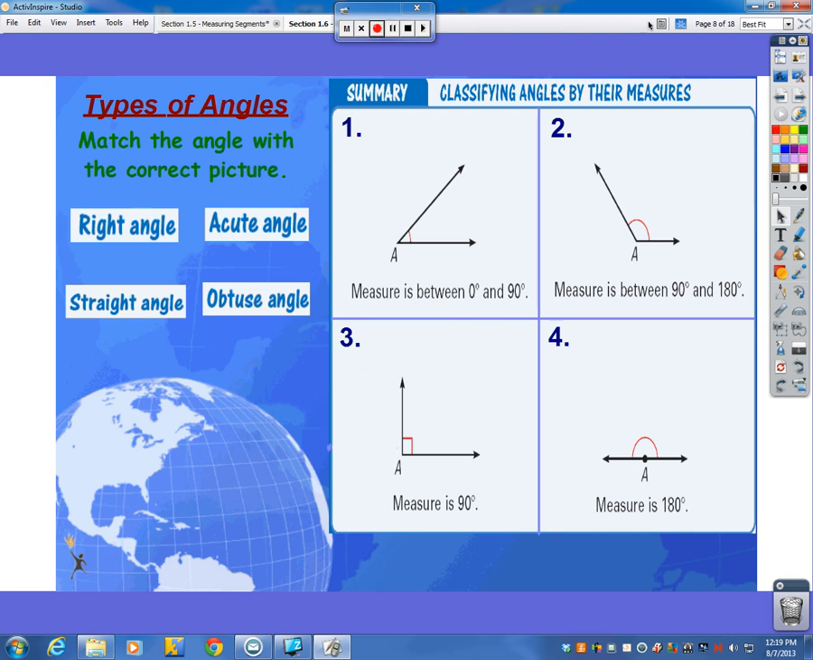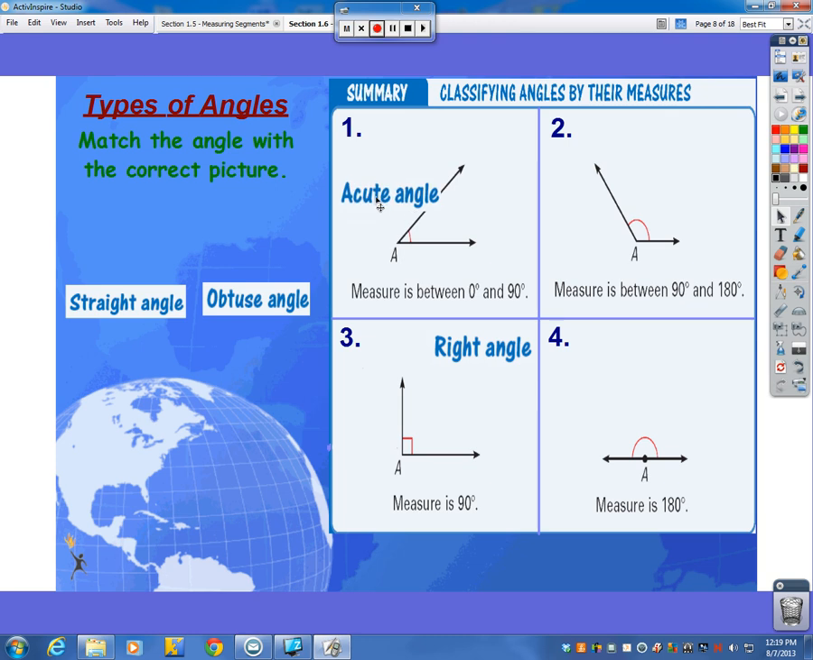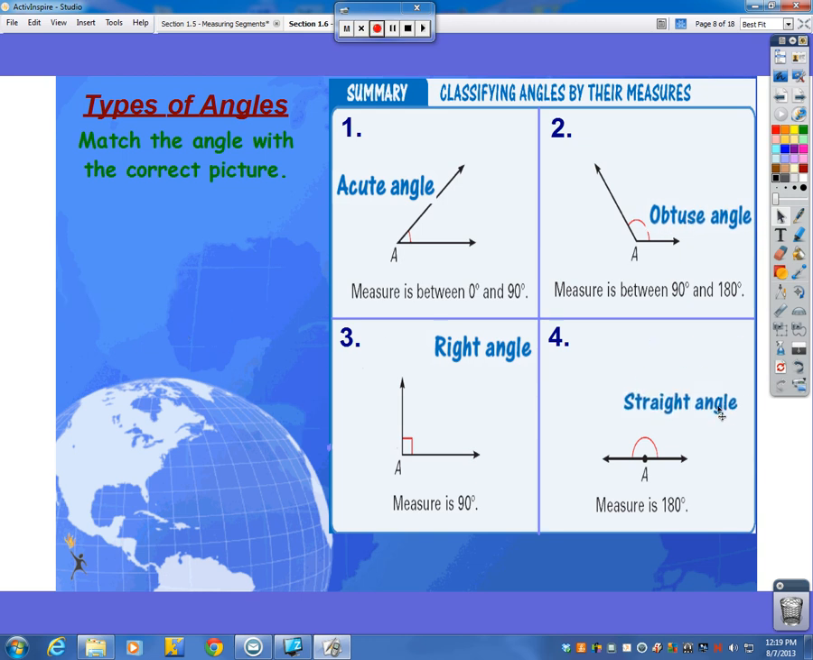Types of angles, this should be super easy for you. A 90-degree angle is exactly a right angle. Let's do acute. Acute is a small little guy. It's a little cute guy. It's between 0 and 90. Obtuse is a big angle between 90 and 180. And a straight angle is exactly 180 degrees.